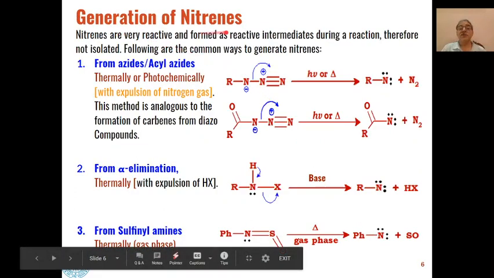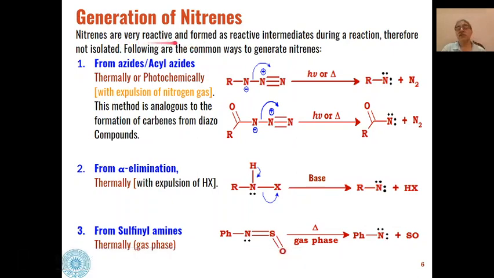Then generation of nitrenes. Nitrenes, as you know, are very reactive and are formed as reactive intermediates during a reaction, and therefore they have the tendency to get converted into stable products, and because they are so reactive, they are not generally isolated during the reaction.